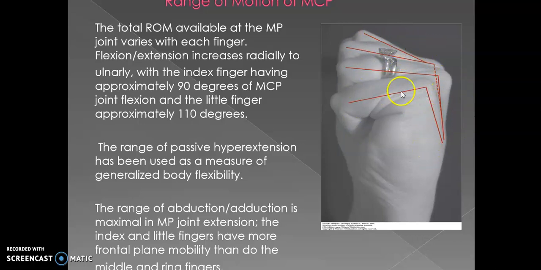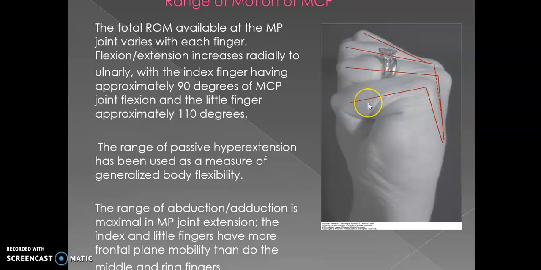From here you can see this is the little finger, right? So the little finger, see the MCP flexion. The flexion range is comparatively higher. This red portion is showing the range of motion. So see the angle. Here it is more acute, right?